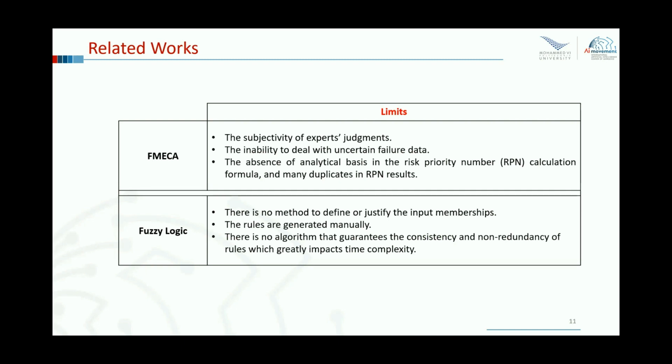Secondly, the fuzzy logic tool. The limits are, well, there is no method to define or justify the input memberships, and also the rules of the fuzzy logic approach are manually generated. There is also no algorithm that guarantees the consistency and the non-redundancy of rules, which greatly impacts the time complexity.